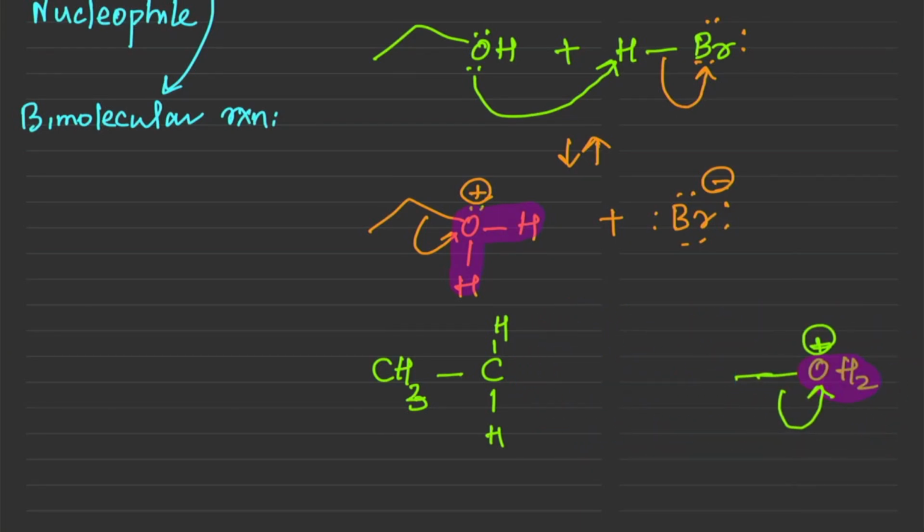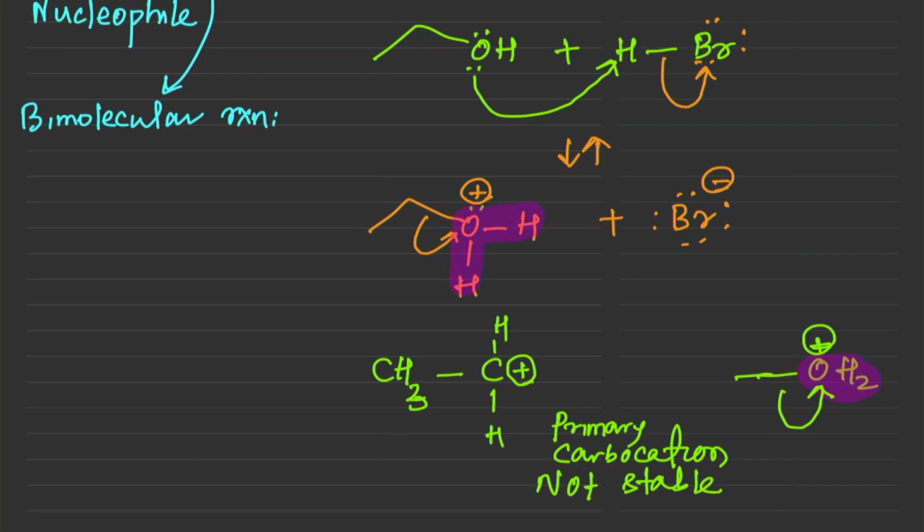So what happens to the carbon atom here? You created a carbocation. Now what type of carbocation is this one? A primary carbocation, right? And we know a primary carbocation is not stable at all, so this mode of action will not happen in an SN2 reaction, because you are creating a primary carbocation which is not very stable.